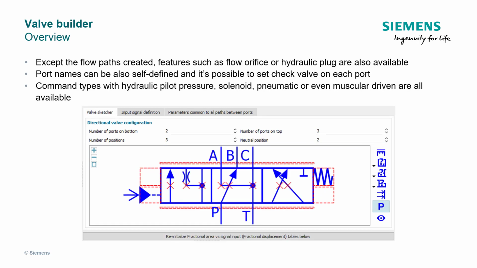After a baseline design of the flow path, we can also add additional functions to it. For example, on the left spool position, an orifice could be placed on one flow path to represent flow resistance. Also, a port can be designed to be plugged in some cases. For example, when the valve is at the right spool position, the C port is plugged, and the flow path from the C port is blocked. Command types can be selected between hydraulic pressure, solenoid, pneumatic, or even hand-driven signals.